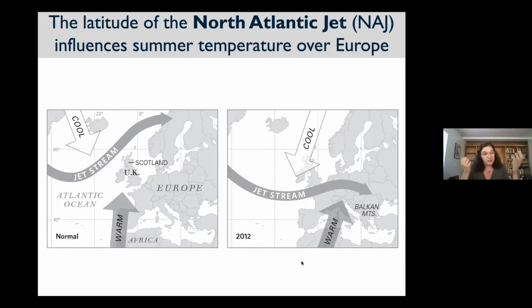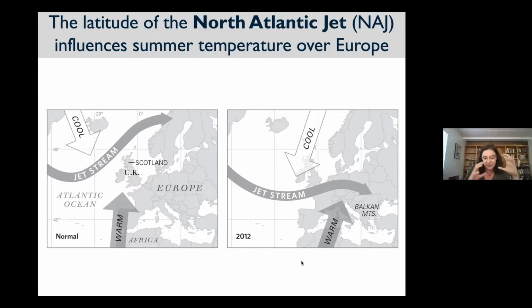In 2012, however, the jet stream was further south than normal. It was abnormally southern and went straight over Belgium, creating all of that precipitation, whereas the cool air from the Arctic came much further south than normal, creating cool conditions in the British Isles and, on the other end of the spectrum, condensing that warm tropical air over the Balkans. And the opposite happens when the jet stream is abnormally northern.